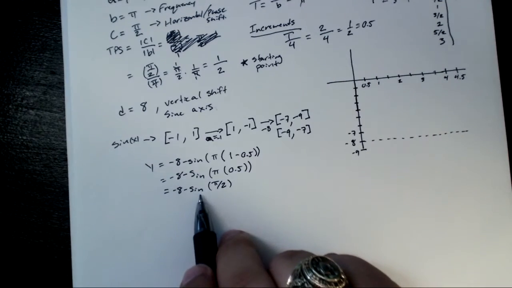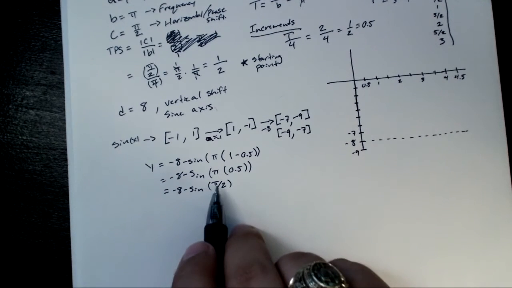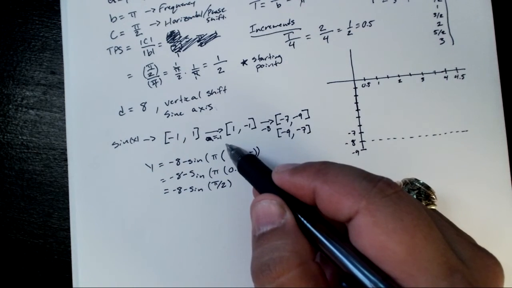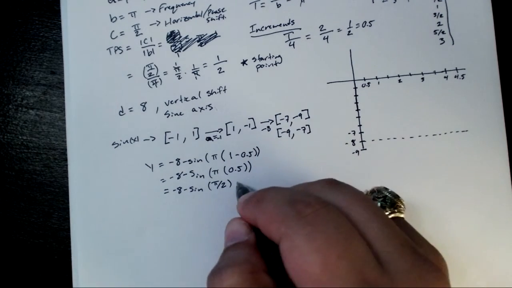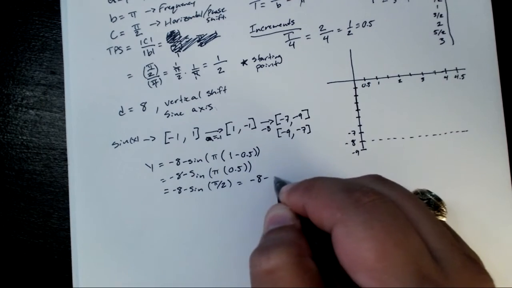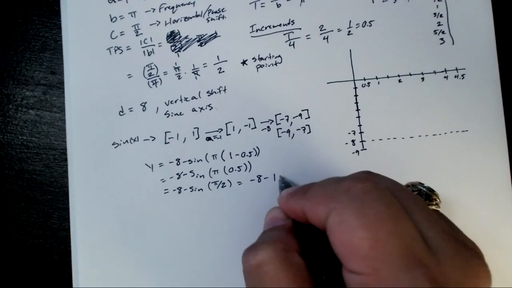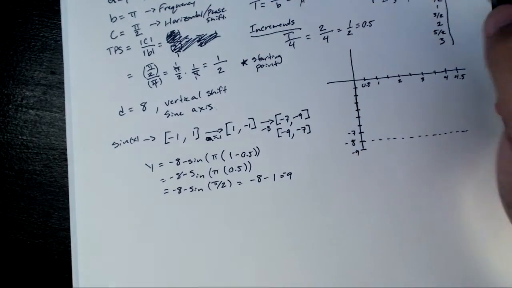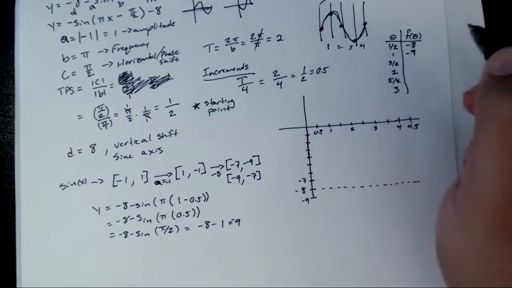So then the question is, where is sine of pi over 2? Ignore the negative, just where is sine of pi over 2? Sine of pi over 2 is going to be up at the top at 90 degrees, right? So what's the y value there? It's going to be 1. So that means this is negative 8 minus 1, which is negative 9, I should say. So that means that on our table at 1 we are at -9.